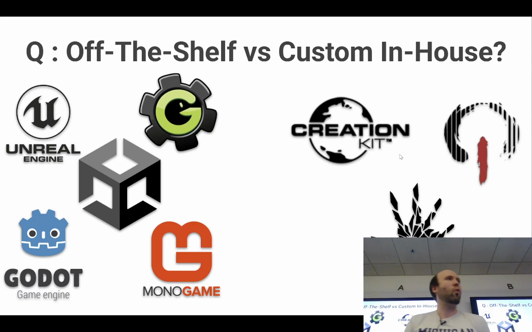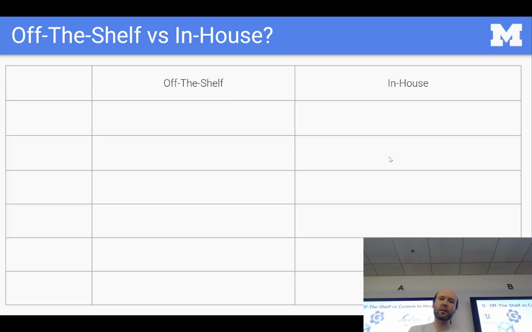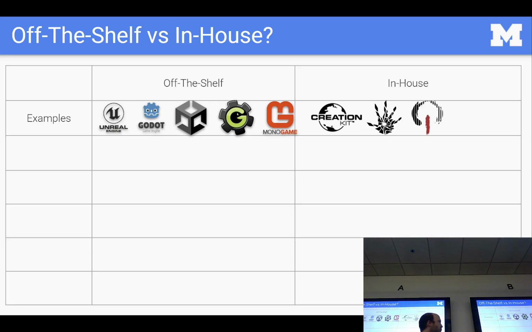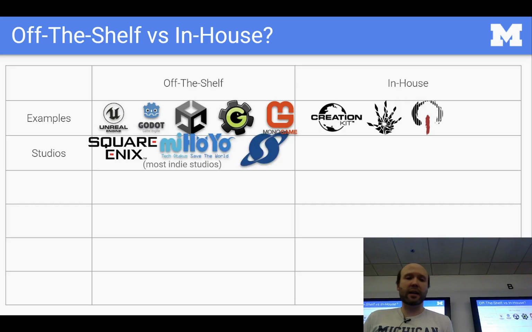And the question is, well, why would you choose an off-the-shelf engine versus a custom in-house one? Well, there are a lot of different metrics you could look at this from, a lot of different perspectives, okay? Off-the-shelf engines, right? Engines like Godot, Unreal Engine, GameMaker, Monogame, Unity. We've got other in-house engines, Creation Kit, Frostbite, Decima. We got lots of great studios using both of these types, okay? Square Enix, MiHoYo uses a lot of Unity. Stardock uses Unity. Square Enix, I think, said they were going all in on Unreal Engine, I think, recently. I'm not sure about that one.